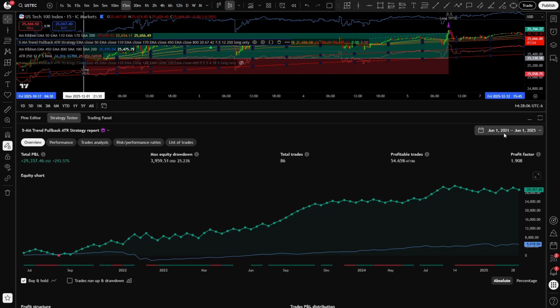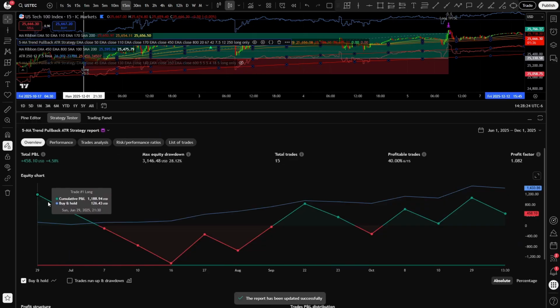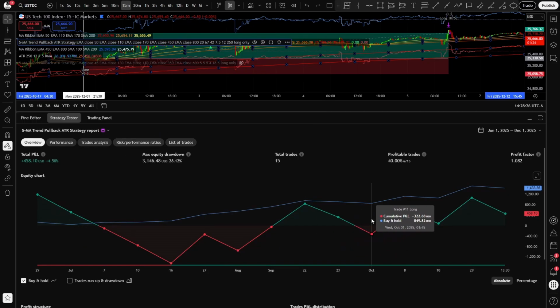Now let's see how the strategy performed after the optimization date. I will set the last date to the 1st of December and the start date to the 1st of June, 2025. And let's take a look. Well, yeah, after the optimization date range, it doesn't look as good as in the in-sample data, but it's still profitable. All strategies can have their bad periods. We will see how it performs in the following months.